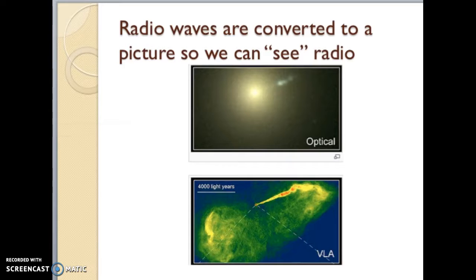Here's an example of two different pictures of the same galaxy, M87, one in optical and one in radio, where the radio waves have been converted into a visual light image that we can look at. What we're seeing here is the center of the galaxy and a possible black hole with the energy jets. So a lot more information is available by using radio telescopes than regular optical.